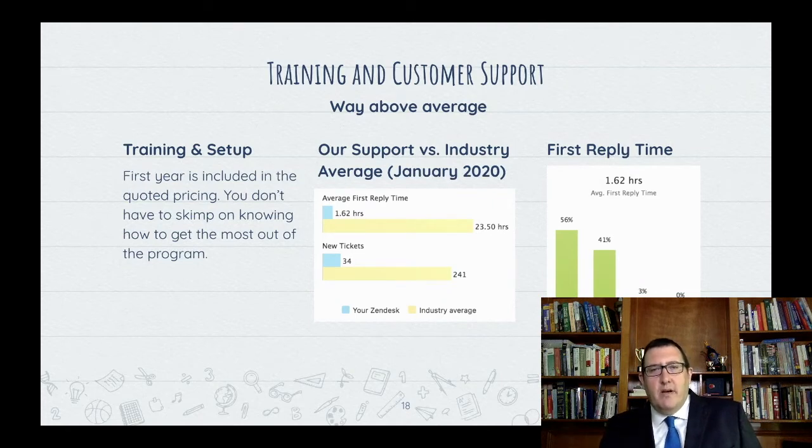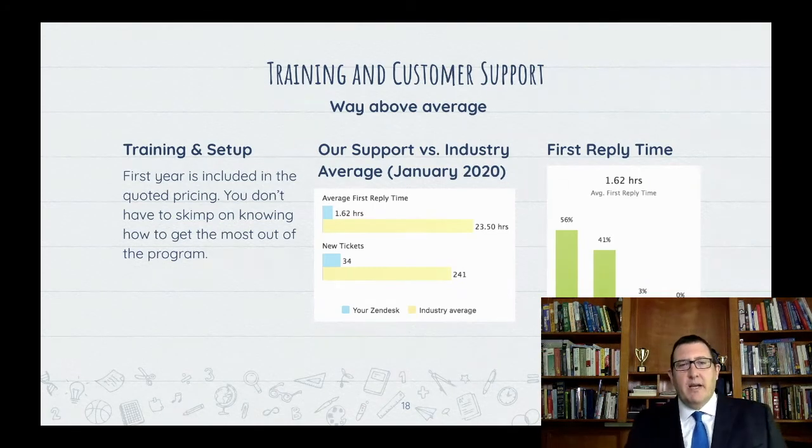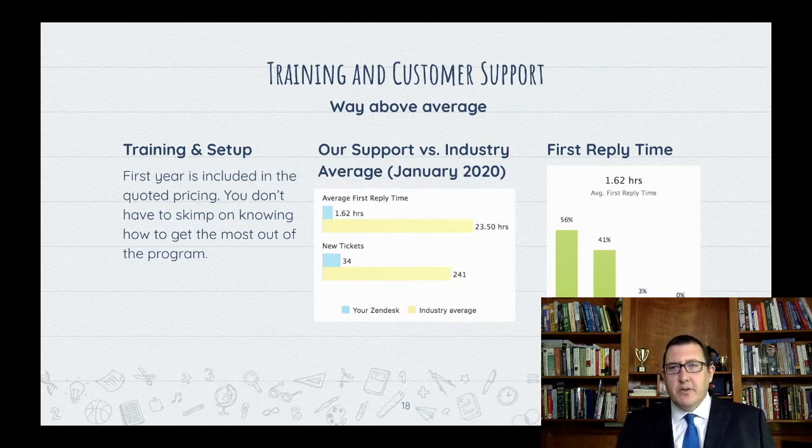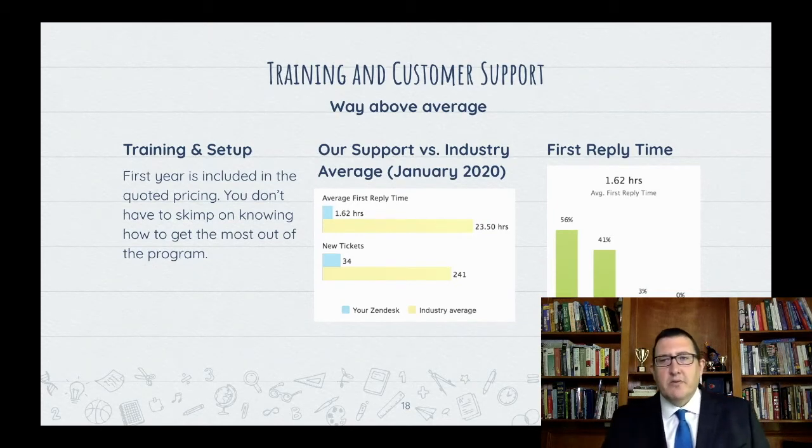Our support versus industry average is top notch. Our average first reply time is under 2 hours, and we have very few new tickets in comparison to industry. Also, over half of all of our tickets are responded to within the first hour, and then over 90% within the first day.